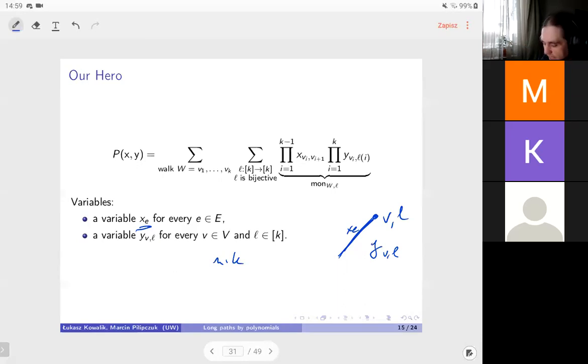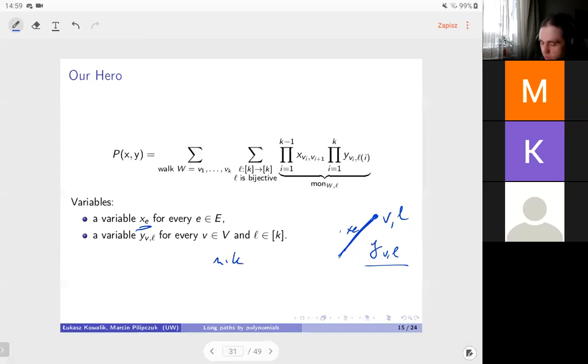Okay, so xe means you walked over edge e. Think directed graph. It's good to think about directed graphs now, it's easier to think. It also works in undirected ones, but easier to think about directed graphs now. So xe means the walk went over edge e, and y v,l means vertex v received label l.